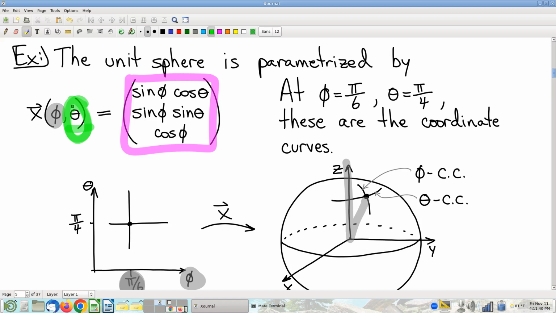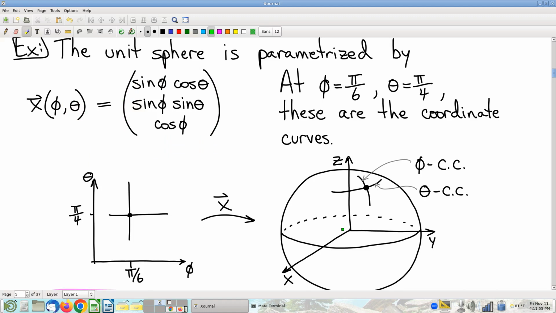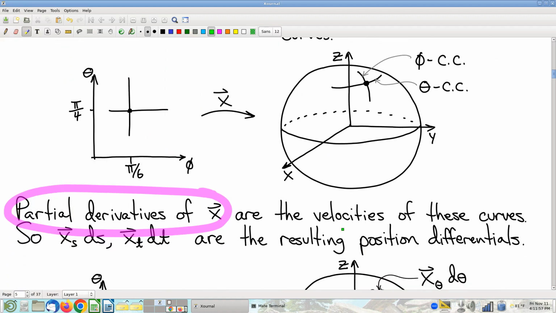When you have a parametric curve, and keep in mind with phi fixed, there's only one input variable, namely theta, that means I have a parametric curve. Derivative of a parametric curve is velocity. So this is the big upshot here, and that is partial derivatives are velocities. Specifically, they're velocities of the coordinate curves.